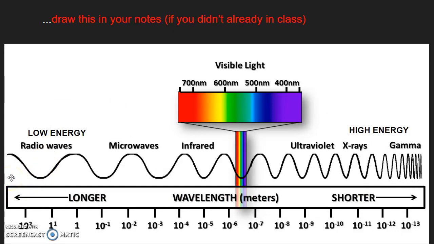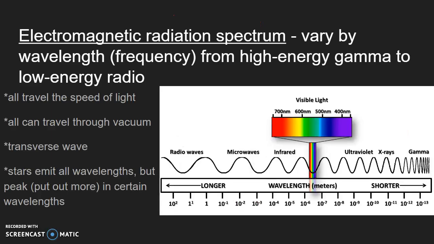These are the electromagnetic radiation examples. You start all the way in low energy with radio waves all the way to high energy gamma, and in between you have these. They only differ from each other by the wavelength and frequency. So otherwise they are the exact same. They're transverse waves that can travel through empty space. So I'd like you to write down the definition here. Electromagnetic radiation spectrum: this varies by wavelength or frequency from high energy gamma to low energy radio. Write down all this information about this radiation because we're going to build our understanding of stars from it.